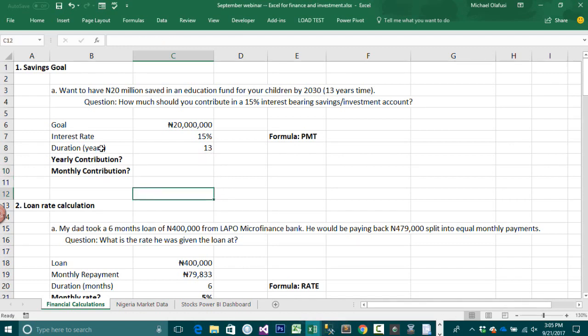So let's start first with, this is the goal, right? You want to save 20 million naira, and then you are putting it in an interest bearing account, an investment account, maybe a fixed deposit, I don't know, whatever kind of account. And then this is the rate they are giving it to you at, the interest they are going to put on your money for you. So this is the interest rate they are giving you.